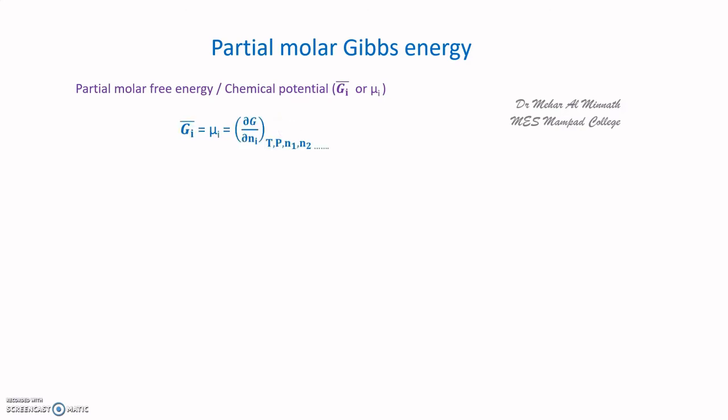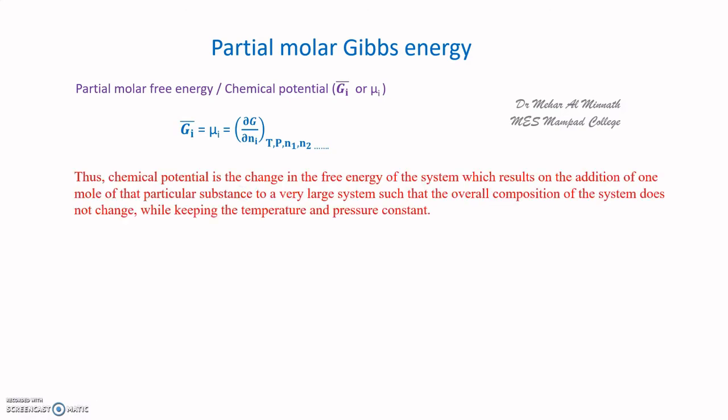Now we have this equation, the expression Gi bar equal to, or mu i equal to dou G by dou Ni, at constant temperature, pressure, N1, N2, etc., changing only the number of moles of the ith component. So you can define the chemical potential as the change in the free energy of the system which results on the addition of 1 mole of that particular substance to a very large system, such that the overall composition of the system does not change and the temperature and pressure are constant.